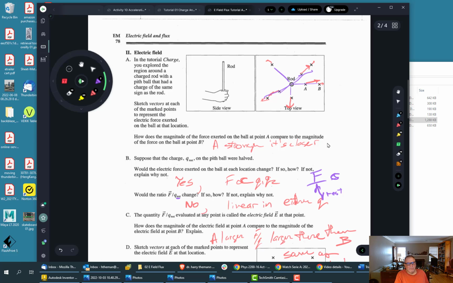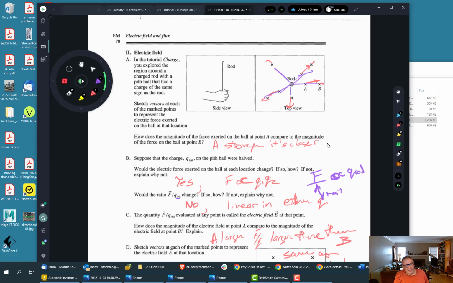F over Q is proportional to Q of the rod. So if I only change the pith ball, then the ratio would stay the same. We didn't change the Q rod, so that means if I change Q test, then F has to change. And to keep it equal to that all the time, F and Q have to change in proportion to each other. This is a direct proportion. F is directly proportional to the test charge.